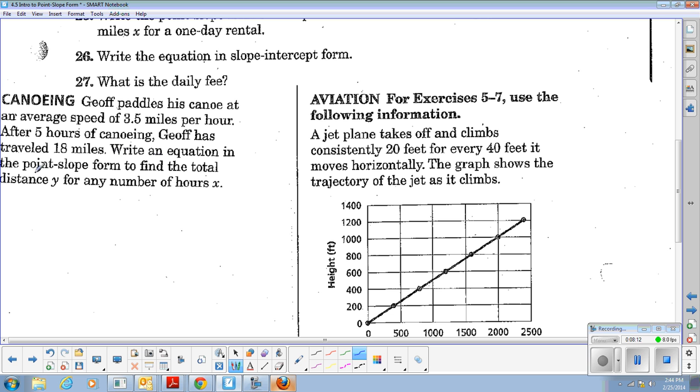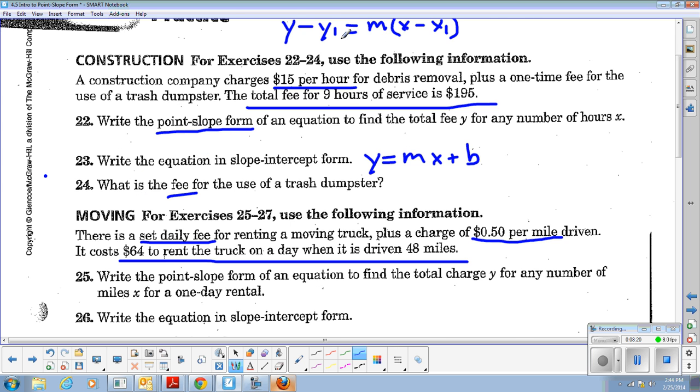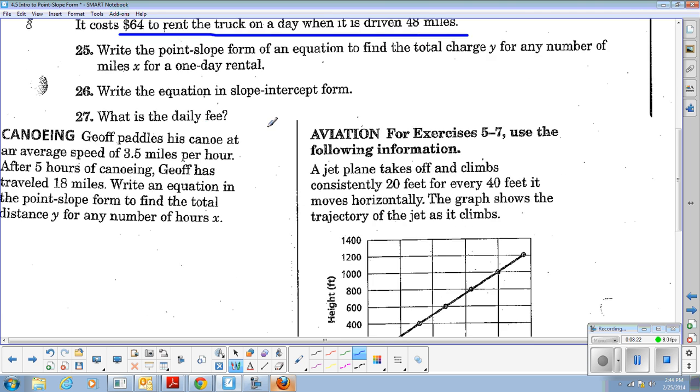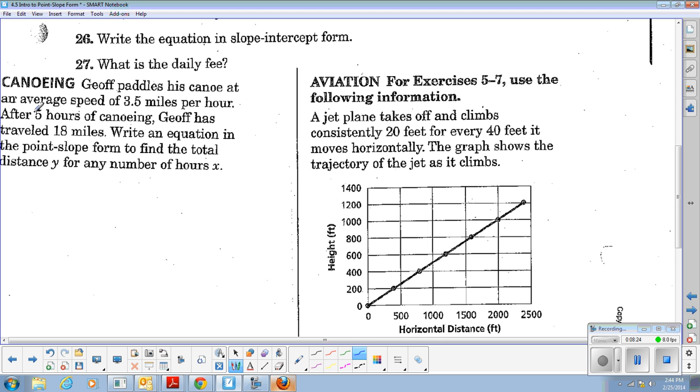Write an equation in point slope form. And that's all I want you to do in this one: take your information out of here and write it in point slope form. That would be back in the form of the formula at the top of the page that I wrote up here for you. That's all you need to do on the canoeing problem.